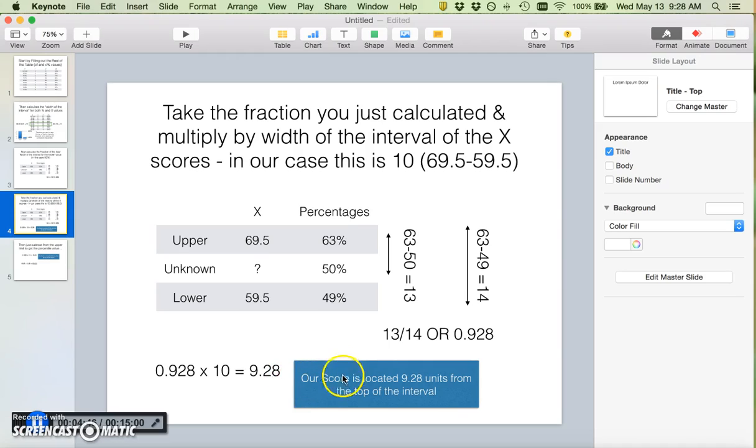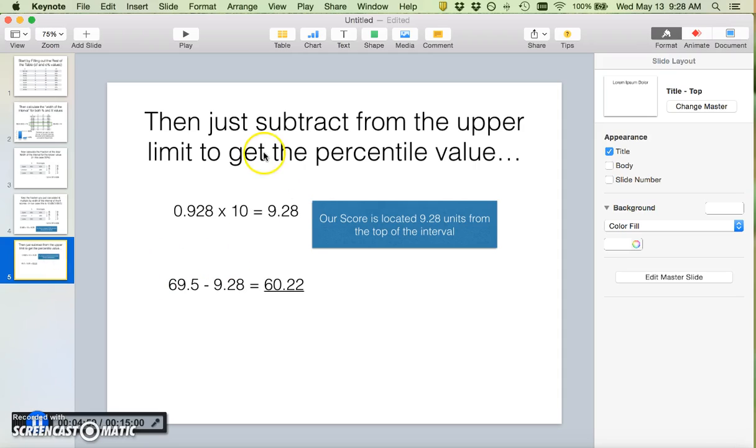Our score is located 9.28 units from the top. So then it becomes a simple case of subtraction, and you subtract 9.28 from your upper real limit, which is 69.5, to give you the percentile value that you are finally looking for. So in this case, it's 60.22.